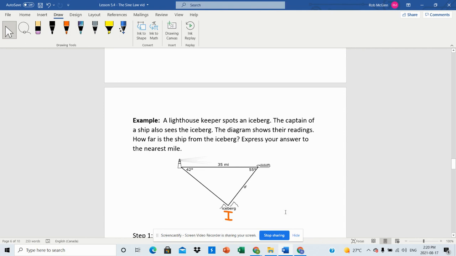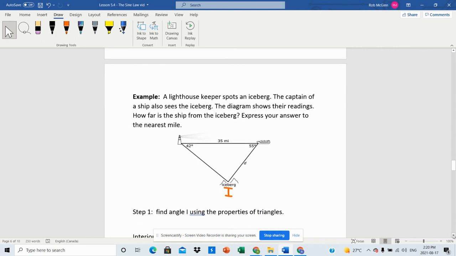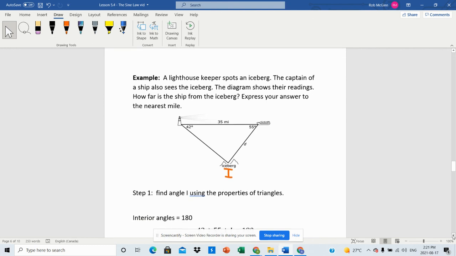So step one for this problem is we're going to use our properties of triangles in order to figure out the missing angle. I just called it I here. And in order to do this, we have to remember that a triangle, if we add up the three angles inside a triangle, it must equal 180 degrees. So in this case, we know interior angles have to add up to 180. We know two of them. That means we can find our third angle.